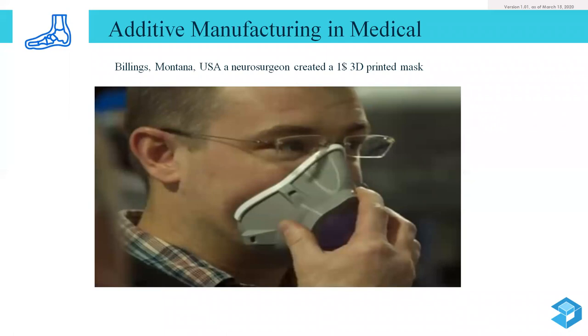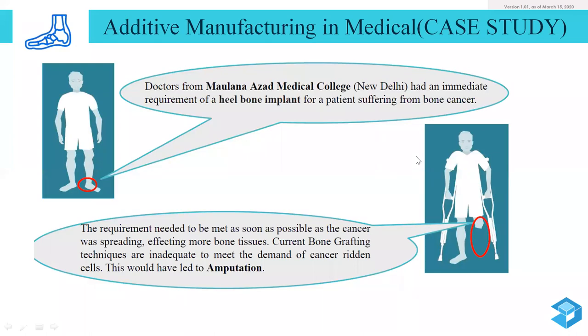Now moving on to a case study that we had promised before. This is one of the live cases we've helped out in Maulana Azad Medical College in New Delhi. There was this patient who had a cancerous formation in his ankle. Now, either they could amputate the whole leg or they could use a proper implant right there made of titanium. And I'll show you how we were able to do that.